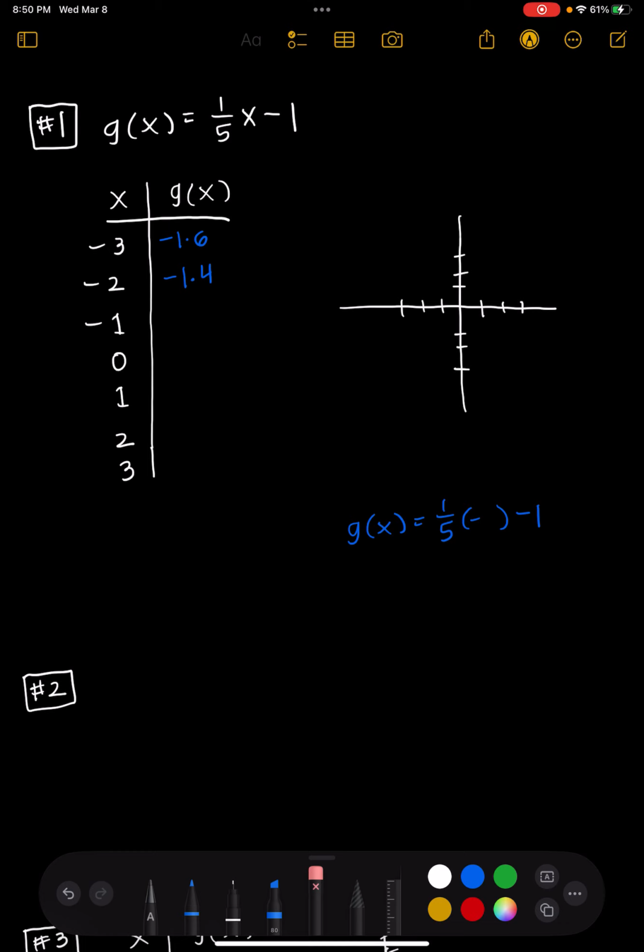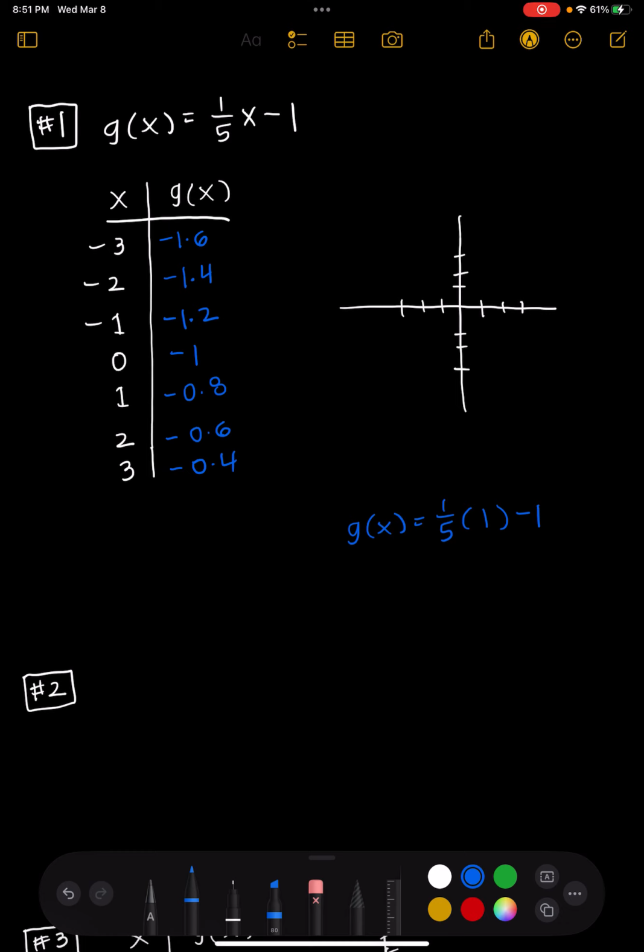Now I'm going to change that to -1, which would give me -1.2. Now I'm going to change it to 0, which would give me -1. Now I'm going to change it to 1. And you continue to do this until you have the table filled out. When x is 1, it's going to be -0.8. When I plug in 2, it's going to be -0.6. And when I plug in 3, it's going to be -0.4. So we have this whole table filled out.